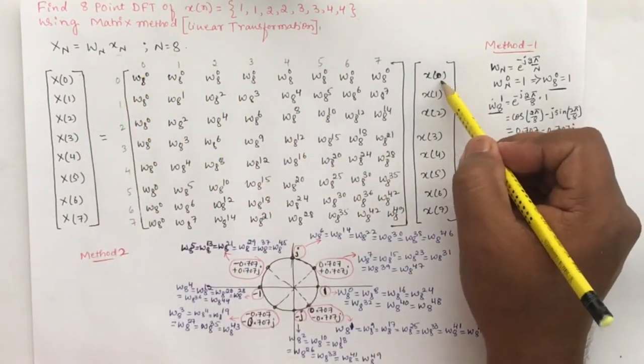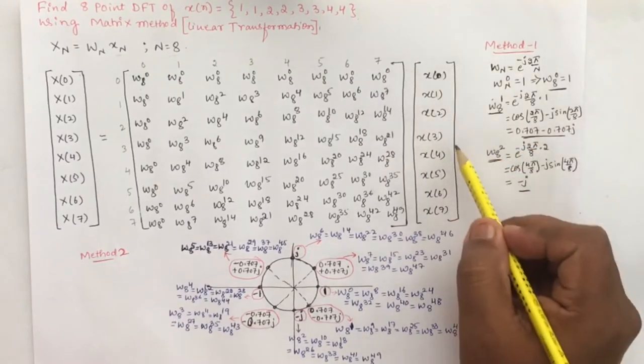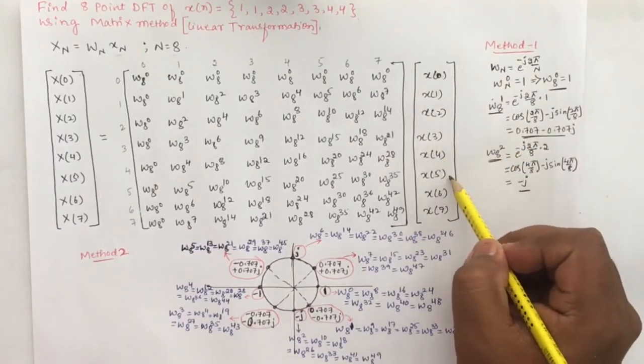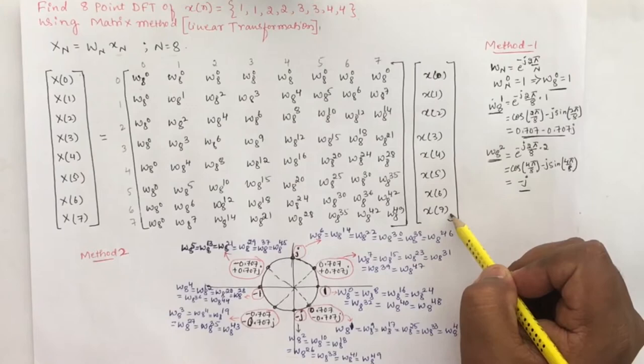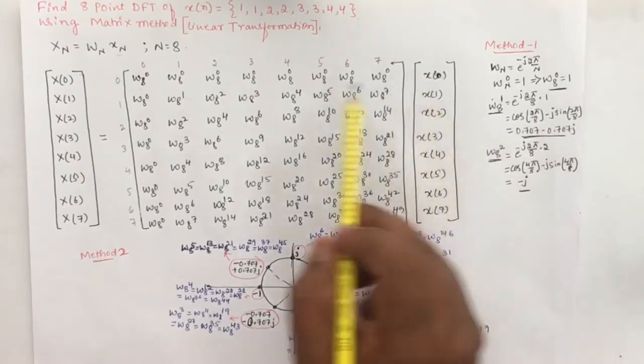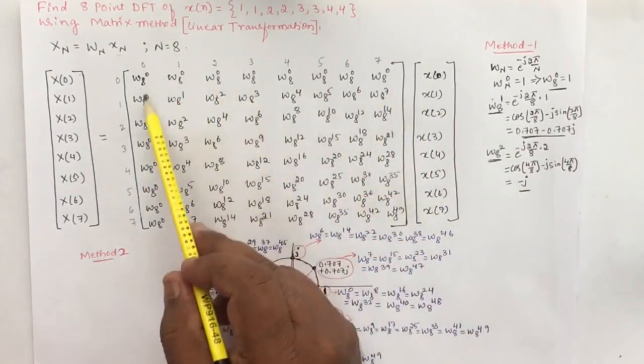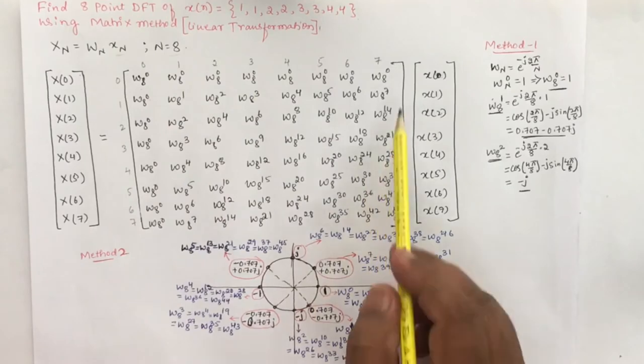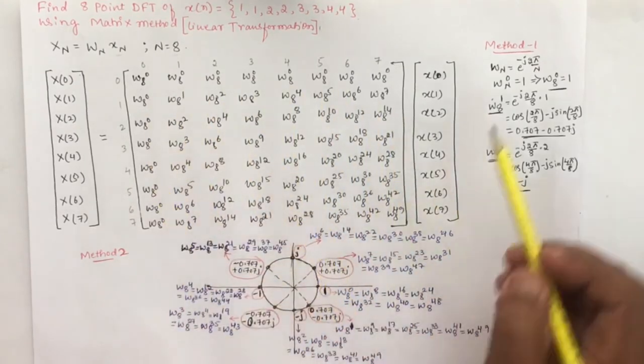So we have written x of 0, x of 1, x of 2, x of 3, x of 4, x of 5, x of 6 and x of 7. After writing this matrix, we need to fill in the twiddle factor values. To write the twiddle factor values, we can use two methods.